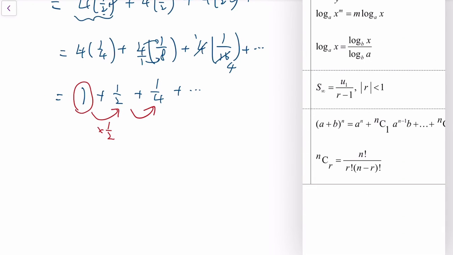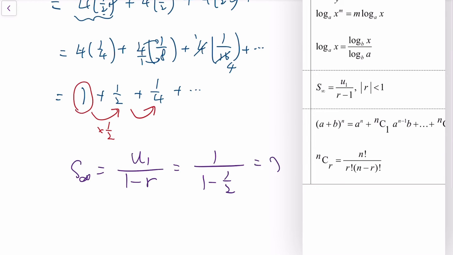And by the way, I have the old version here. There was a typo. Sum to infinity is actually u1 over 1 minus r. So be careful if you have downloaded that version. A lot of websites have not updated, but IB have. IB have updated the formula booklet. Right, first term is 1. Then this is simply 2.